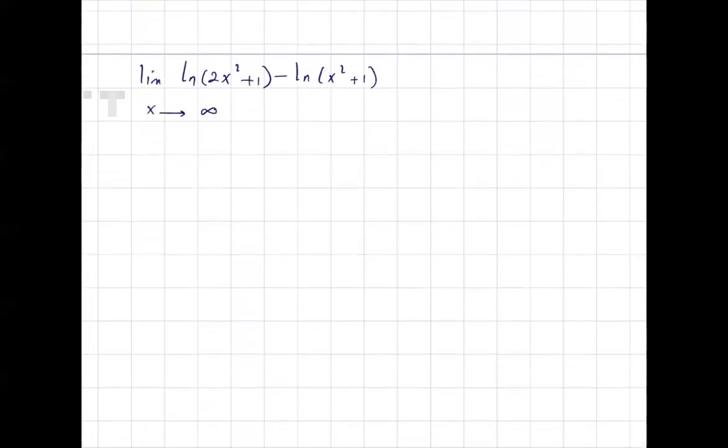In finding the limit of ln of 2x squared plus 1 minus ln of x squared plus 1, if you use direct substitution, you have ln of infinity, which is infinity, minus ln of infinity, which is infinity. It's a common mistake for students to say, hey, this is equal to 0. No, it is a common mistake that you need to avoid. In this case, infinity minus infinity is indeterminate form.